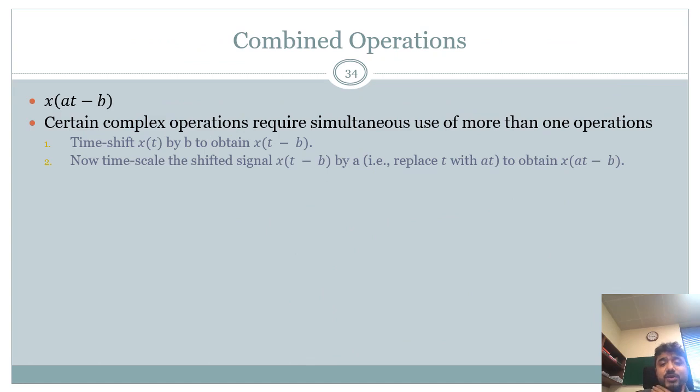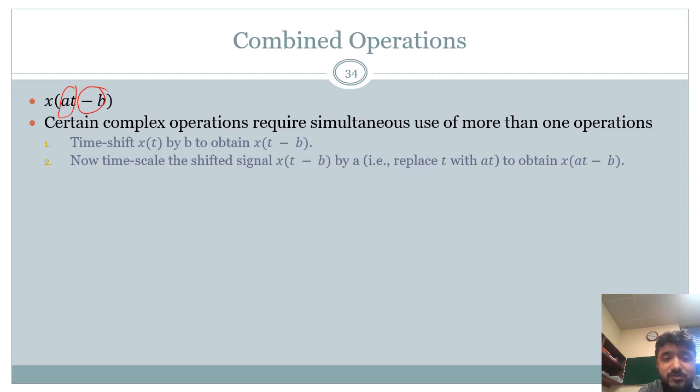Okay, so you can also do combined operations. You can cascade the operations one after the other, and this is the most general form of this, x of at minus b. So a is your scaling function, and this minus b is basically your time delay or advance, or your time shift function. Certain complex operations require these, so these are simultaneous use of more than one operation.